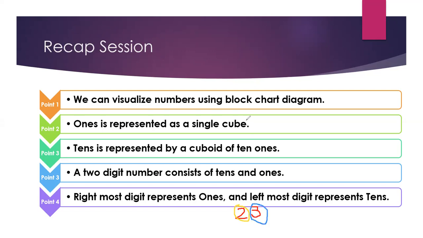So 2 is representing tens. How many tens are there? There are 2 tens. And how many ones are there? 3 ones. So the number is 23. Whenever you are having a two-digit number, the rightmost digit represents ones, and the leftmost digit represents tens. So the number is 23.